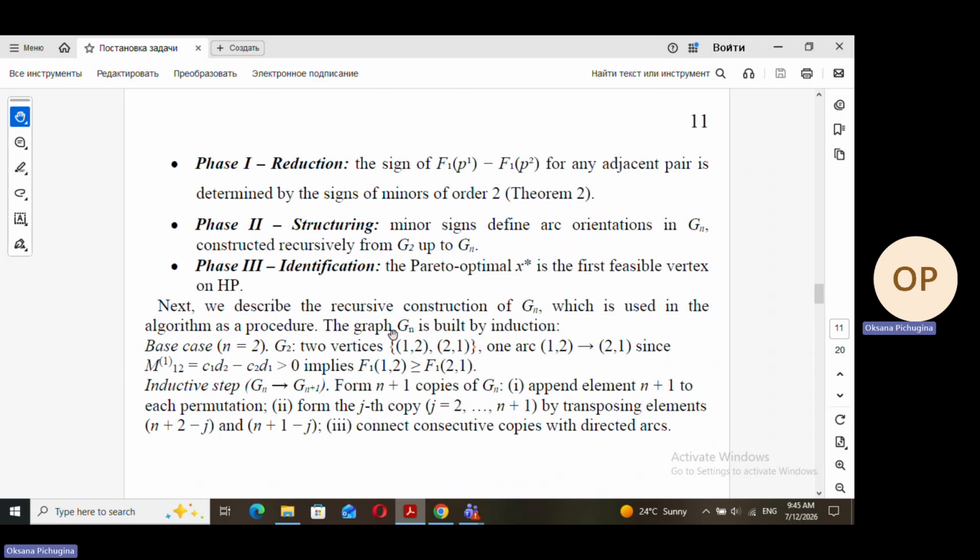The method has 3 phases. Phase 1, reduction. The minors of order 2 determine how F1 changes between neighboring permutations. Phase 2, structuring. Signs of the minors orient permutation graph arcs built recursively from G2 to Gn. Phase 3 is identification. We traverse a Hamiltonian path HP and stop at the first assignment satisfying the security threshold constraint.